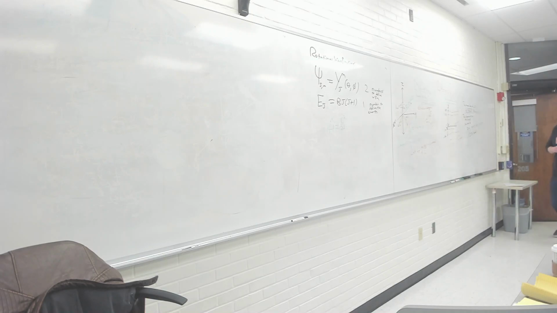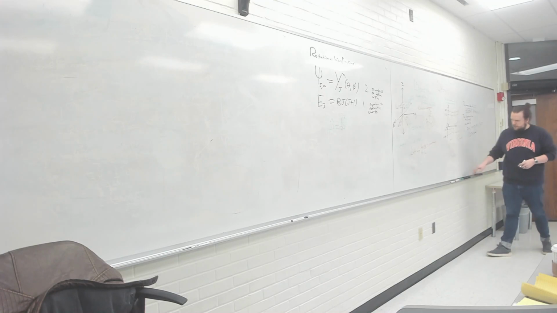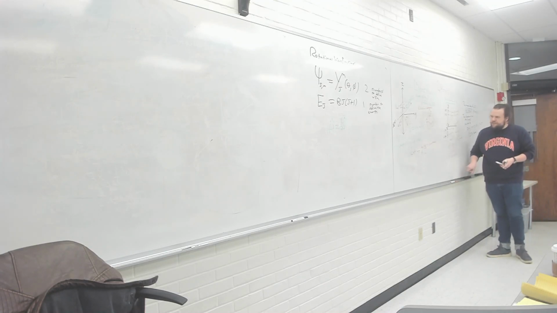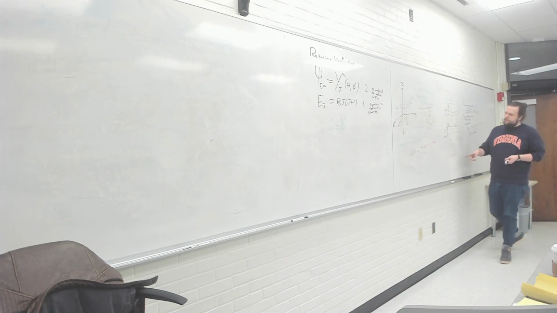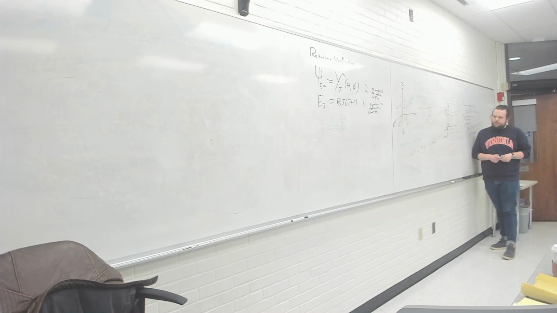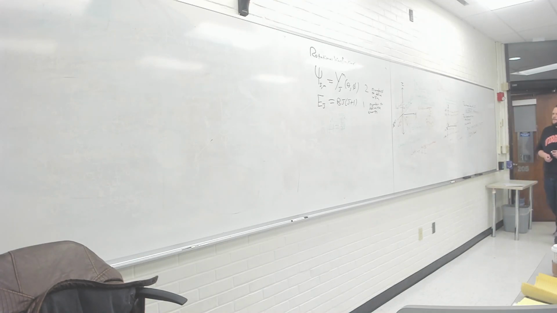So rotation of a quantum mechanical object is very restricted. It can only have specific angular momentum, but not only that, it can only have specific orientations. There's only 3 possible orientations for j equals 1. There's only 5 possible orientations for j equals 2. So it's very restricted.